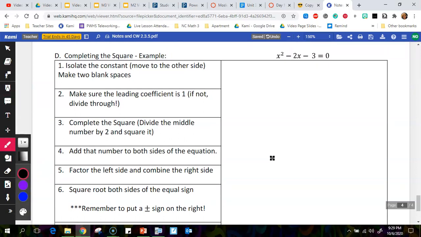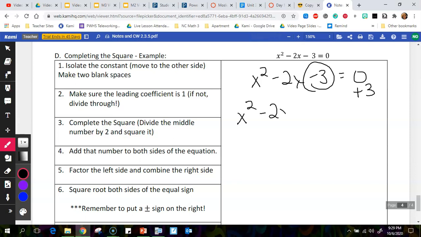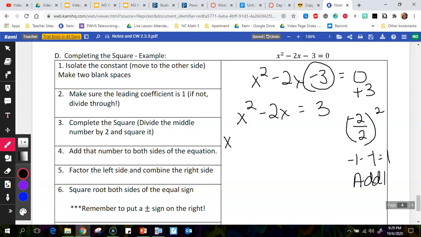Here's how we're going to do this. You can follow these steps if you want to. This is how we did it. We took the x squared minus 2x minus 3 equals 0, and we moved the constant over here. So we added 3 to both sides. X squared minus 2x equals 3. Then you take the x term, you divide it by 2, and then you square that number. -2 divided by 2 is -1. -1 times -1 is 1. Okay, so that's what I need to add to both sides. So add 1 to both sides. X squared minus 2x plus 1 equals 3 plus 1 is 4.